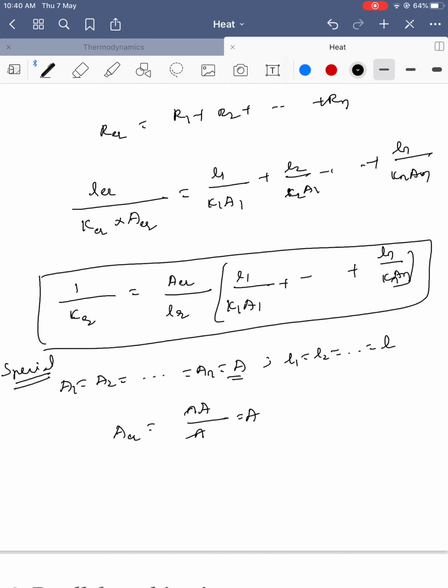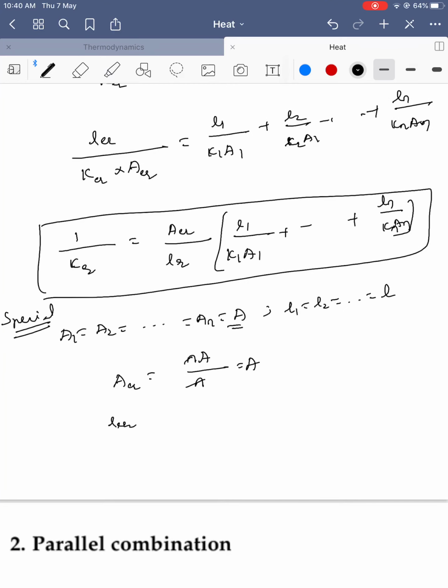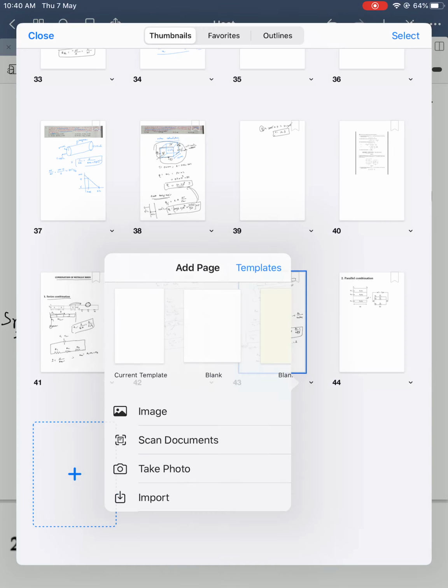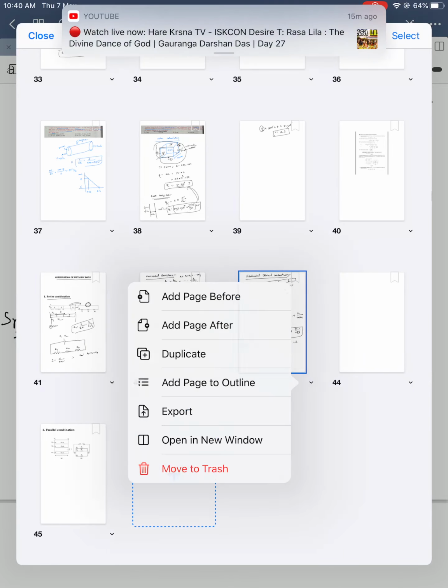So A equivalent is equal to A. L equivalent is equal to the sum of all the lengths, equal to NL, because L1 plus L2 plus and so on up to NL.